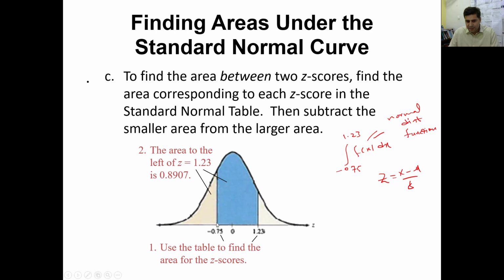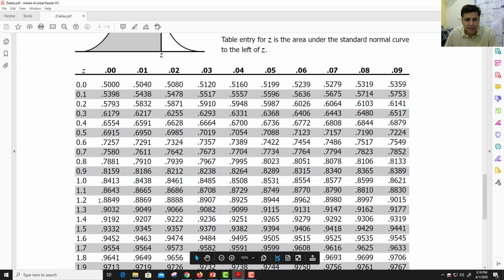So when we subtract this area from this whole area, then we can easily calculate this blue shaded area. Now I am going to show you how we will calculate this whole area for z is equal to 1.23. In order to calculate this whole area, we need to use the z table. So we are looking for z is equal to 1.23.